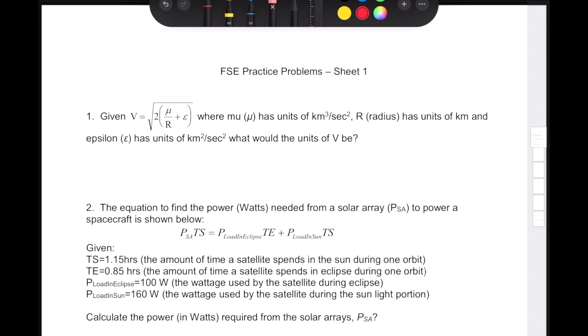We put together a practice set of problems that helps refresh some trigonometry, dimensional analysis, and natural logs. And so that's essentially what this is.